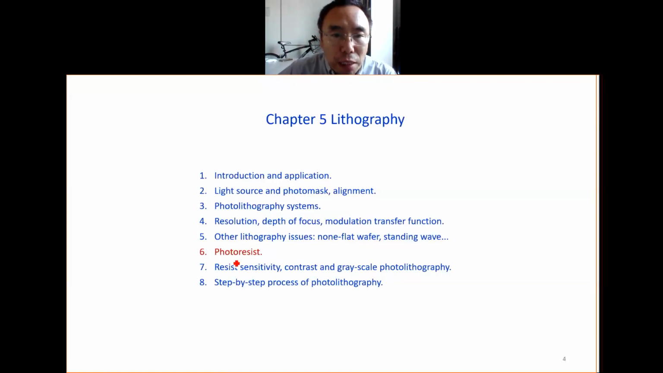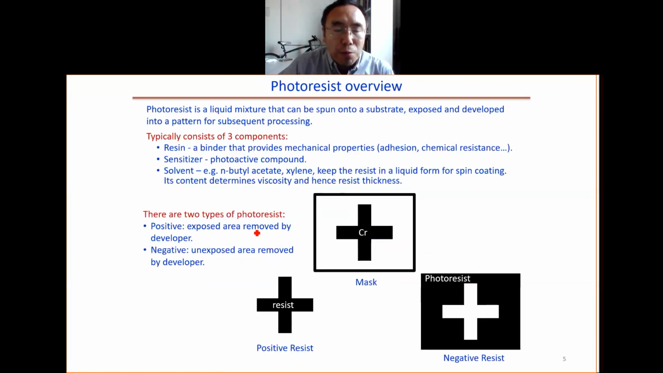So now let's look at the photoresist. Photoresist consists of 3 parts. Photoresist normally is a liquid mixture that can be spun onto the substrate to form a film. It consists of 3 components. One is the resin, a binder that provides mechanical property. The second one is called the sensitizer, a photoactive compound, the component that is sensitive to the light exposure.